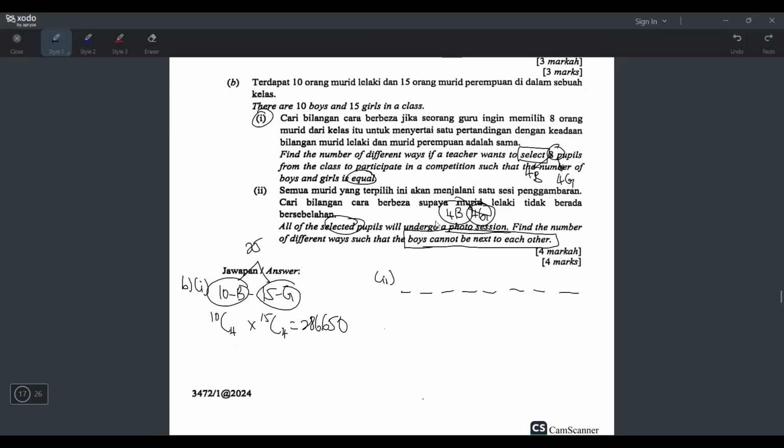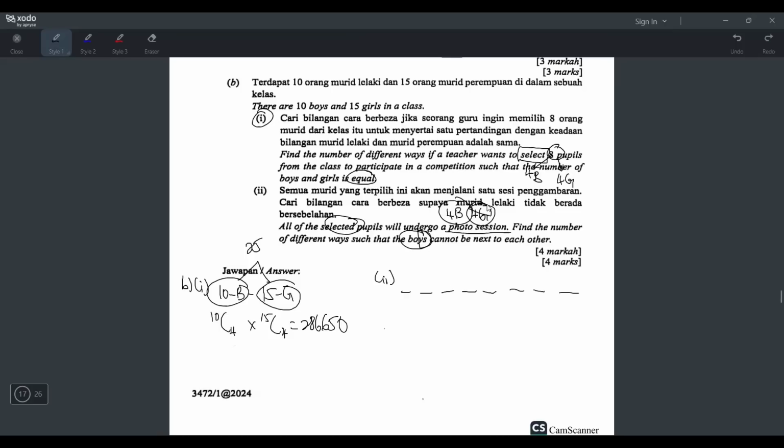For this type of question, I would prefer to ignore how many slots first. We don't look at how many slots first. We try to fix the position of the girls first. You know why? Because the boys cannot be next to each other. So you try to fix the position for the girls, and then later you count how many gaps there are between the girls, and then try to find the number of ways to arrange the boys inside the gaps between the girls.